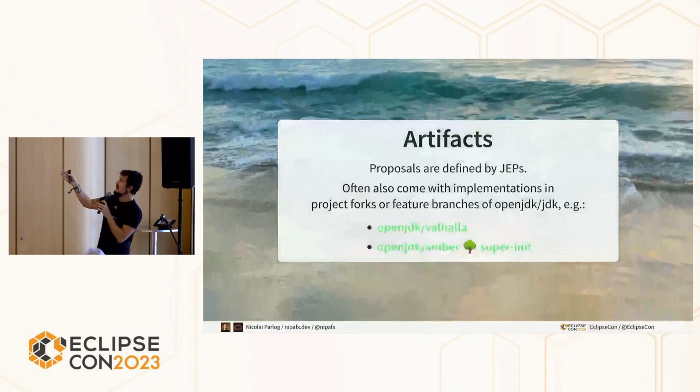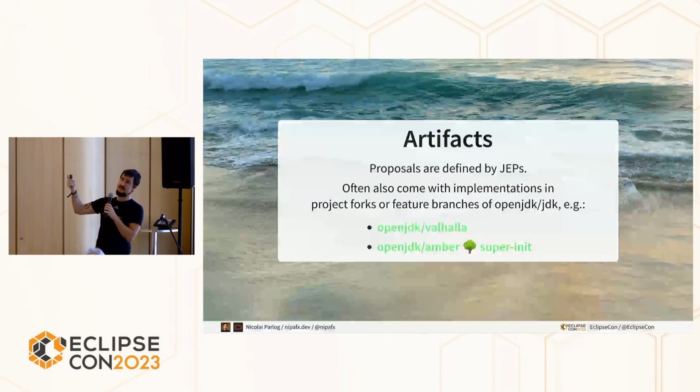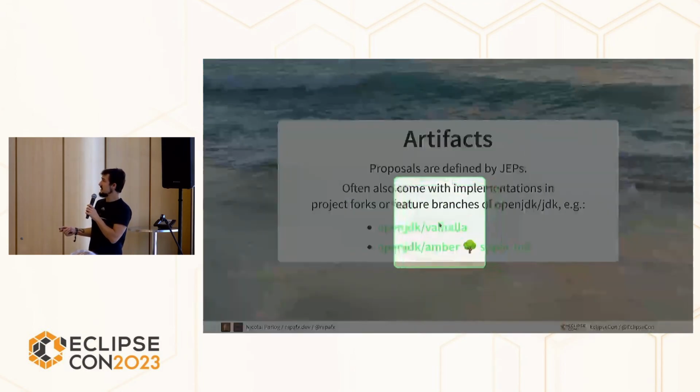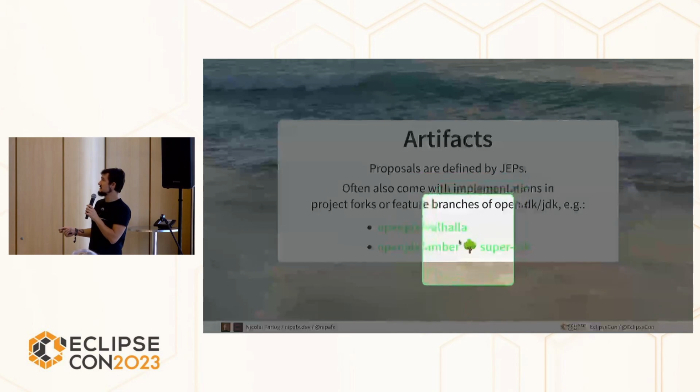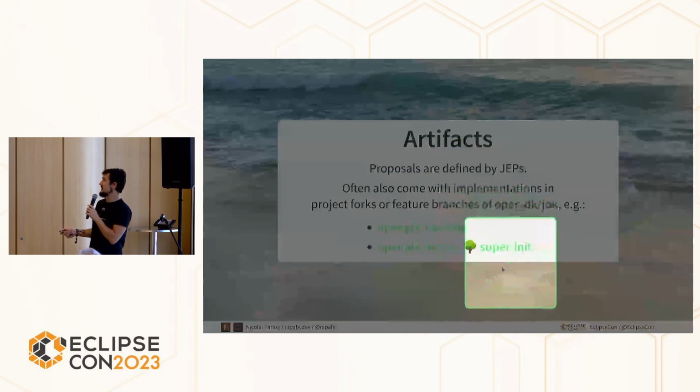Okay, so we just talked about how the proposals are defined in a JEP, and the JEP process itself is also defined in a JEP, but they also often come with an implementation. Not every JEP has to have a public implementation. Sometimes it's only a prototype living on somebody's private fork, but usually they do. The big projects, like Valhalla and Amber, all get their own fork of OpenJDK. And if a feature is small enough, it might just get a branch.